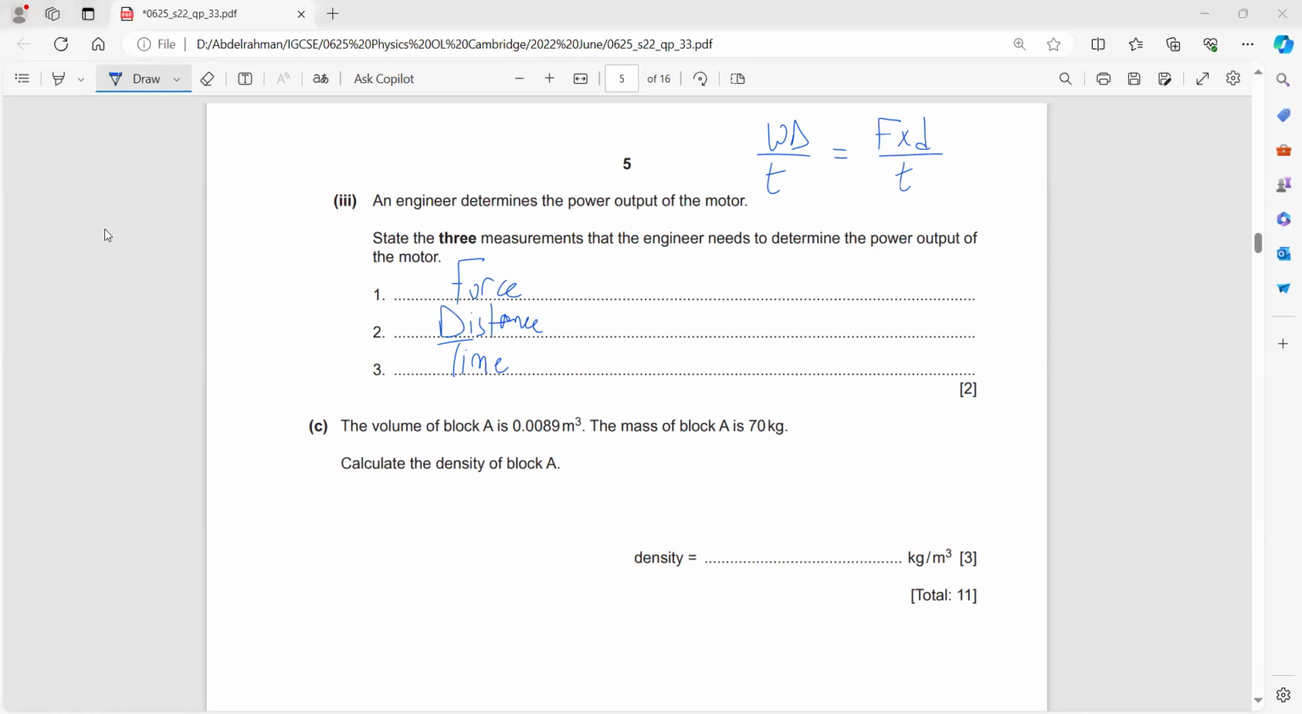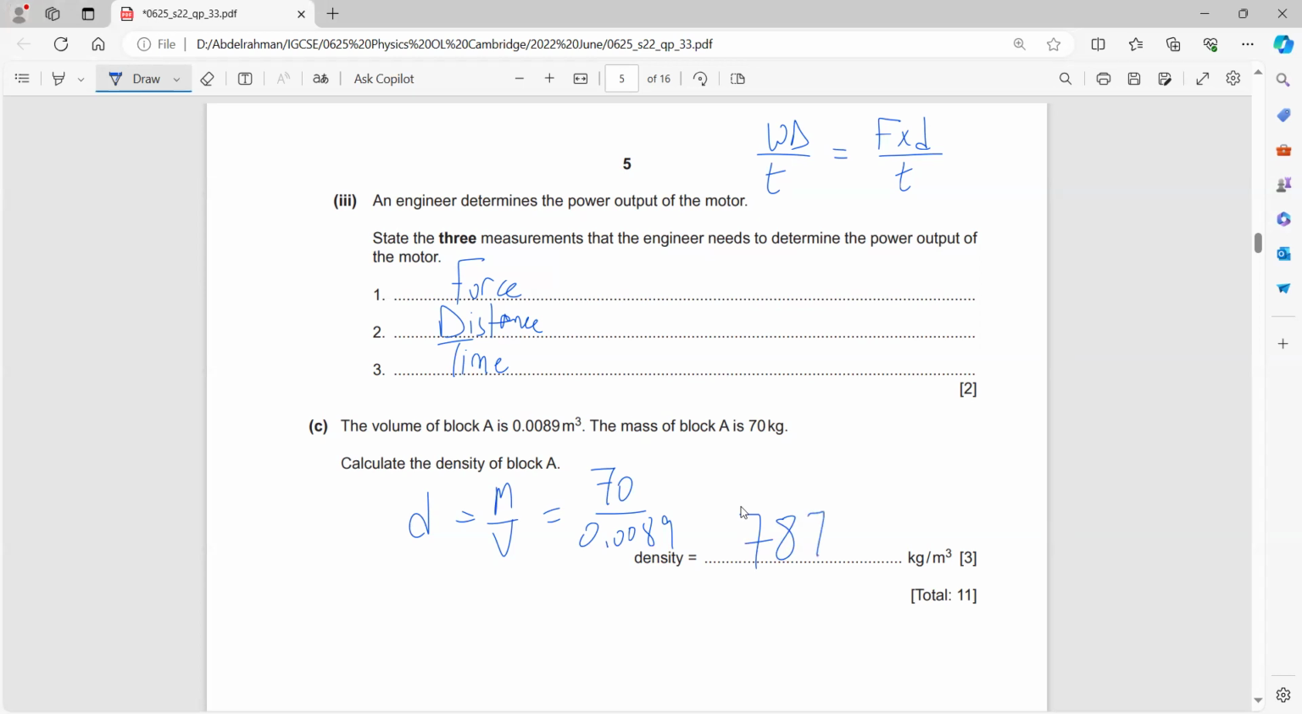Okay, how can I calculate the density? Density equals mass over volume. The mass is of course 70 kilograms. The volume is 0.0089. 7,865. Nice. 7,865.